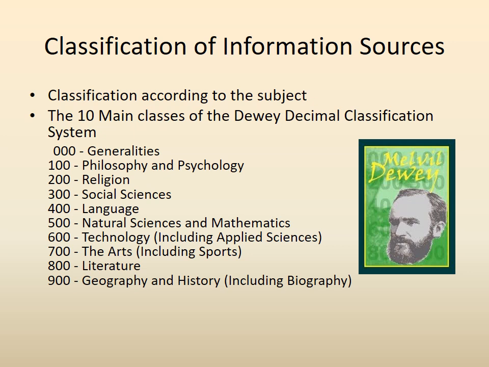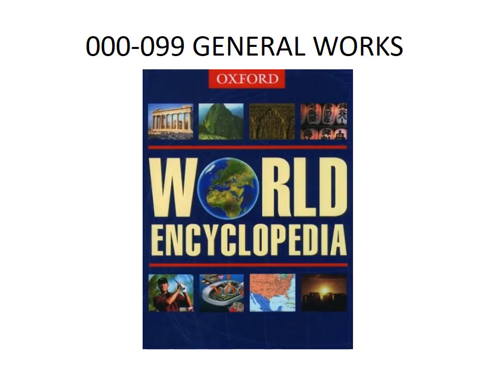What he did then, he divided knowledge into 10 main classes. There you can see all 10 main classes. We are going to look at each and every one separately. Let's look at the first one. The first class is the 000 General Works class. This class is a general class for all books that contain all kinds of information and cannot be placed at just a specific subject. For example, general encyclopedias.